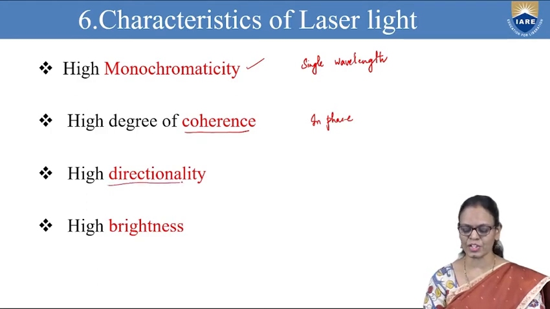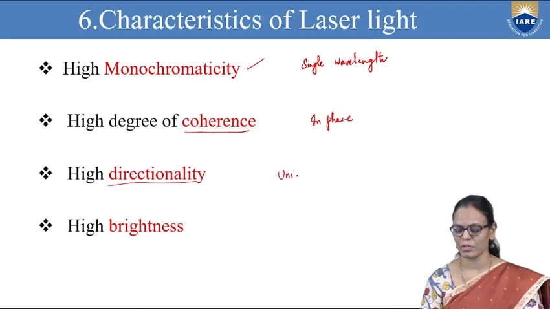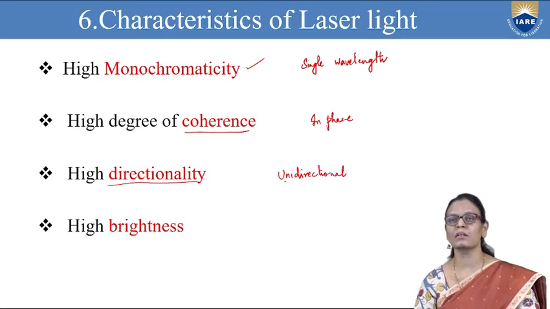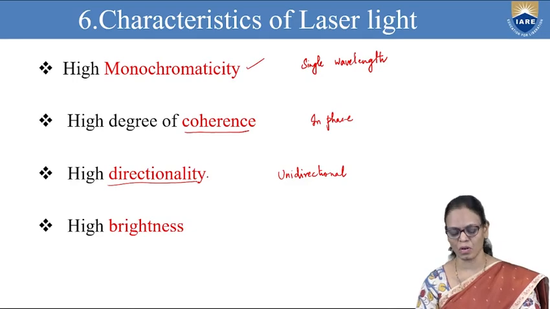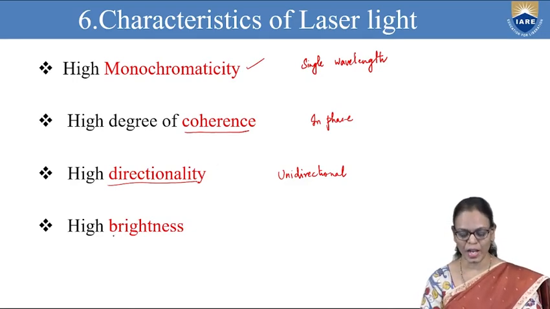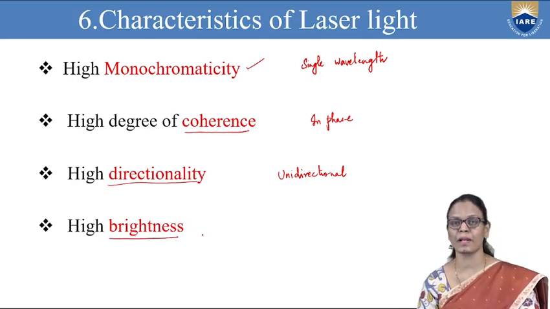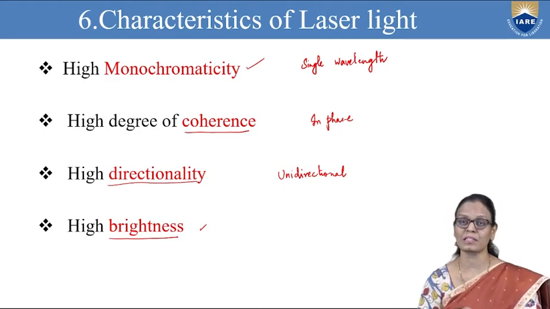Then high directionality means unidirectional. The light here is not spread in space, but it travels in a given particular direction. So we call it as unidirectional or high directionality. Then high brightness, it is very bright or intense. The laser beam is very intense. So these are the 4 characteristics of laser light which makes it so important and useful.